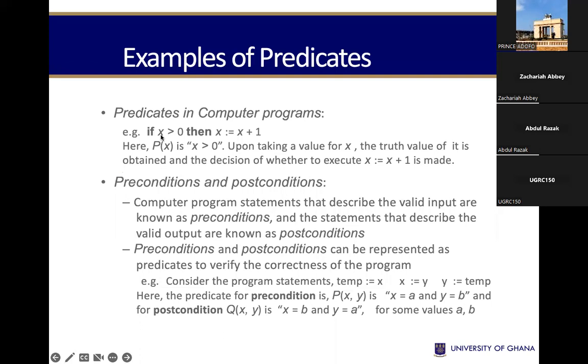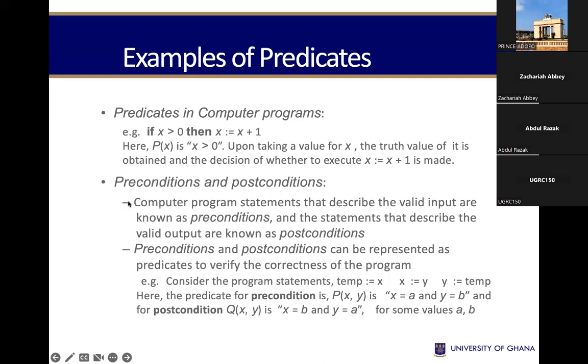So if my x is -1, there is no way I'll come here to add 1 to x. If my x is 0, there's no way I'll come here because 0 is not greater than itself. The only way I can come here is when x is, let's say, 1, 2, or 3. That's the meaning. So x is truly greater than 0 means that we are looking at positive integers. And x is truly less than 0 means that we are looking at negative integers or negative values.